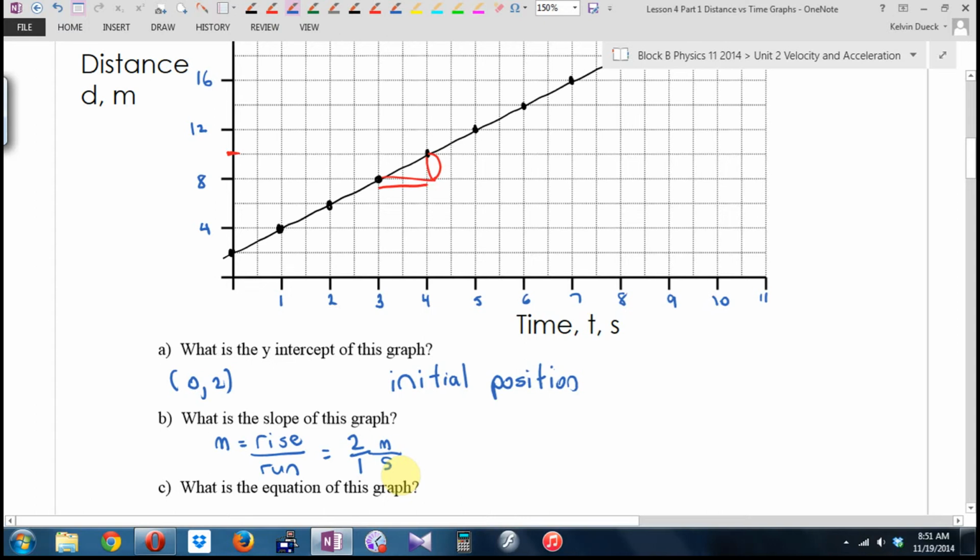Now here's my question. If I said to you, what does the slope mean? Look at the units. Meters per second. What is that a measure of? What does the slope mean? What have we been measuring in meters per second? Velocity.